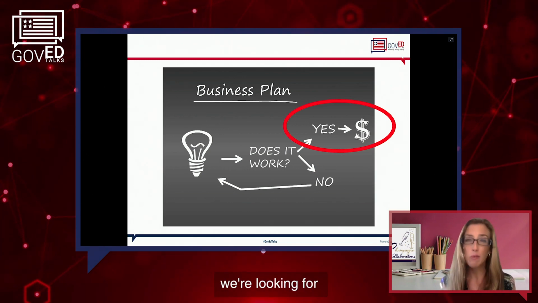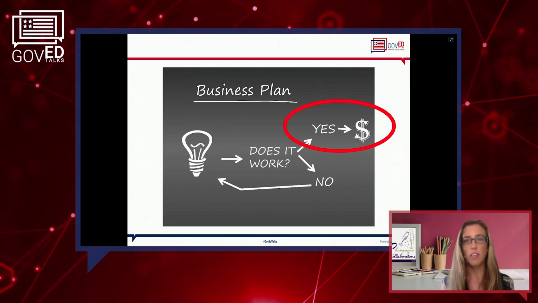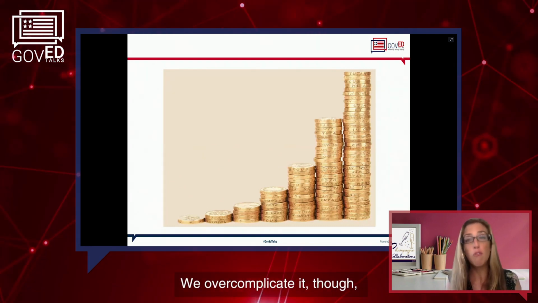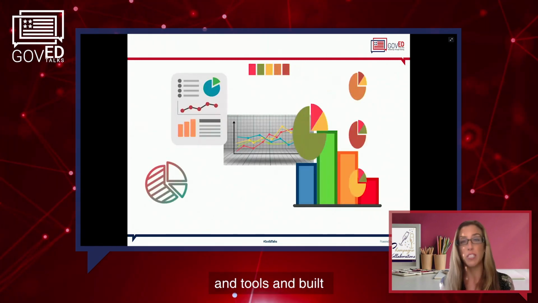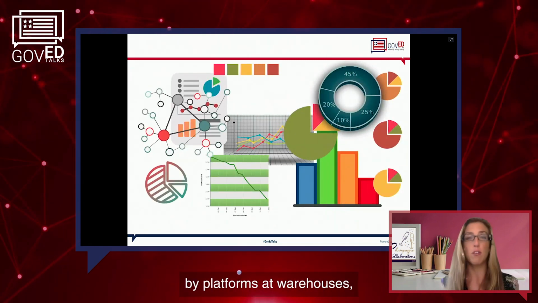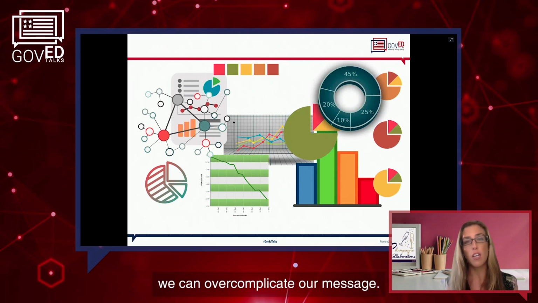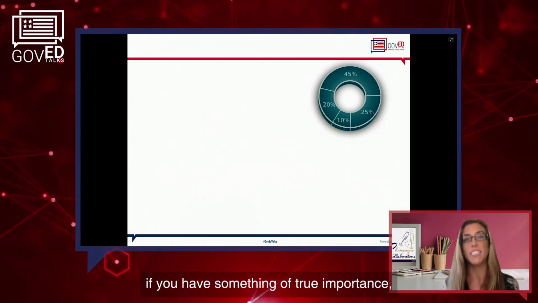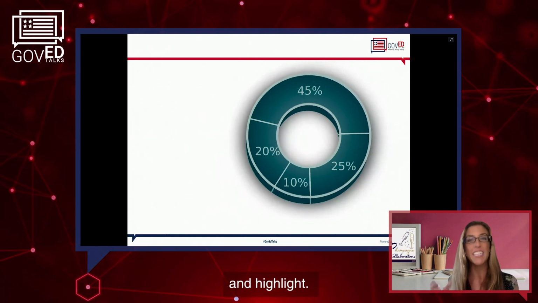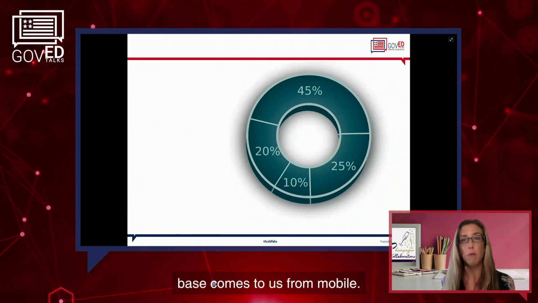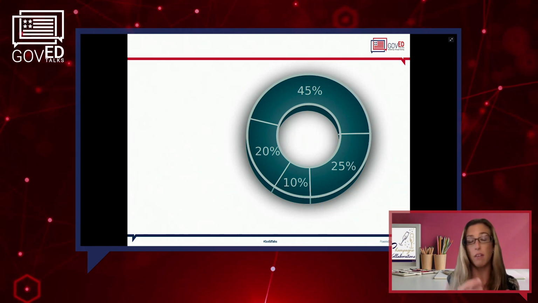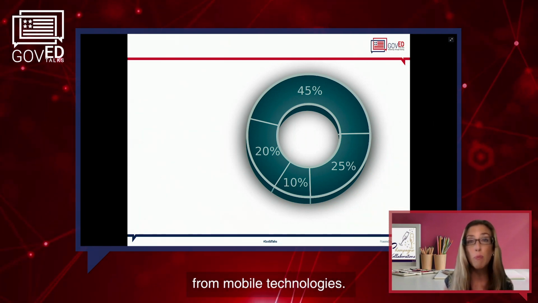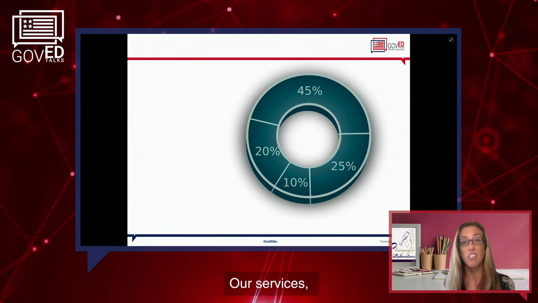And as simple as how many times we're looking for budgeting, funding, support. Are you actually showing money in your pictures? Because these visuals, guys, it's simple. We overcomplicate it though, because we have PowerPoint and tools and BI platforms and warehouses. We can overcomplicate our message. If you have something of true importance, you want to bring that to the forefront and highlight it: 45% of our customer base comes to us from mobile technologies. That's how they access our products, our services.